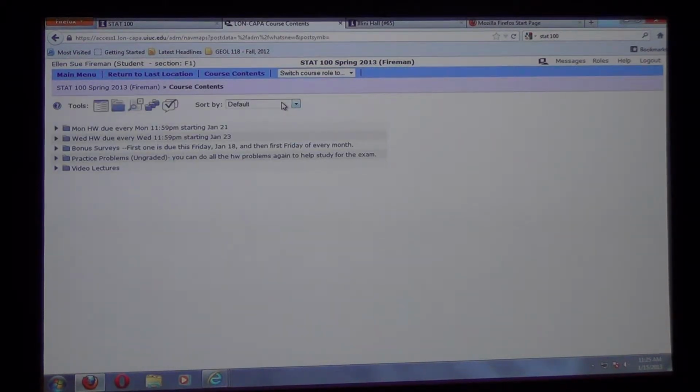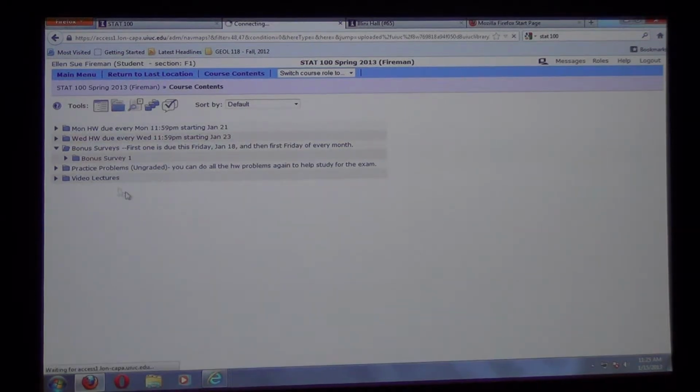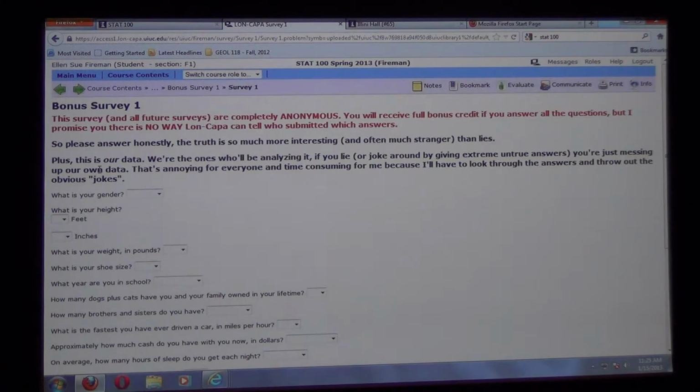So far what you have is Monday homework due every Monday, starting this Monday, Wednesday homework due every Wednesday, and you have these bonus surveys where we collect our own data. So what's the first thing that's due? This Friday, you have something due. You should go on here, and this is what it will look like. You could do the bonus survey. This is where we collect a lot of our data, and you get bonus points for doing it. It's absolutely anonymous. That's one capability that Lon Kappa has that's quite unique: it will give you credit for doing the survey, and there's no way in the world it knows who submitted what answers.